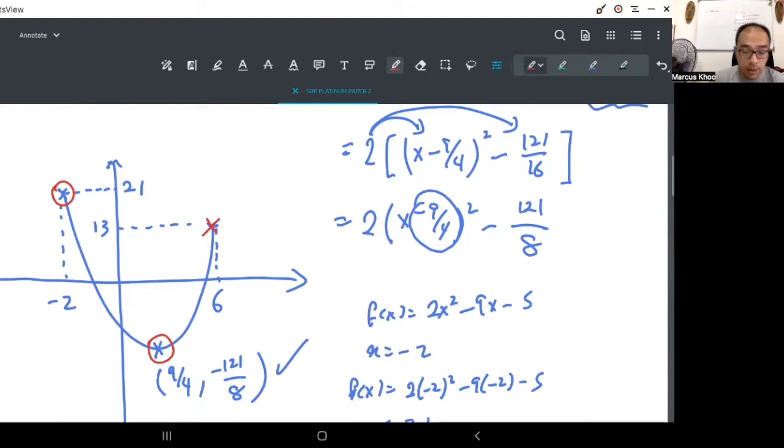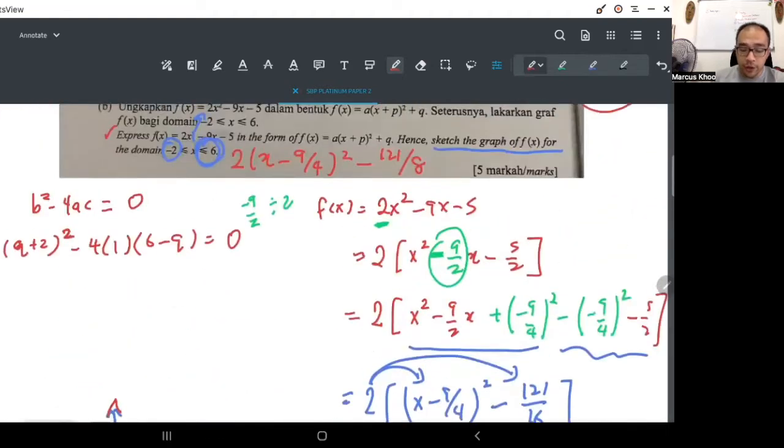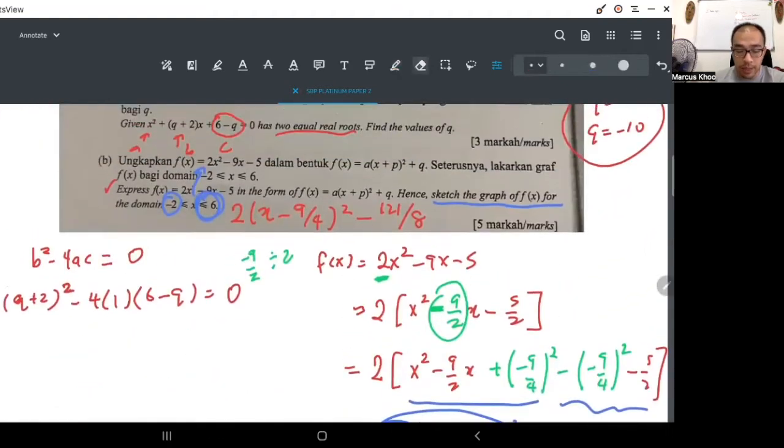So it really depends on the question. If the question gives you the range, for example -2 until 6, then the 3 points that you need are the minimum point, -2 and then 6. But sometimes they will say, hence sketch the graph for f(x), and they don't give you this range.